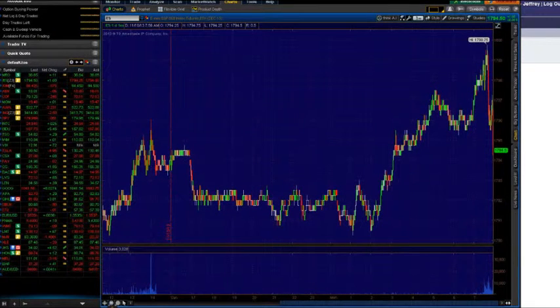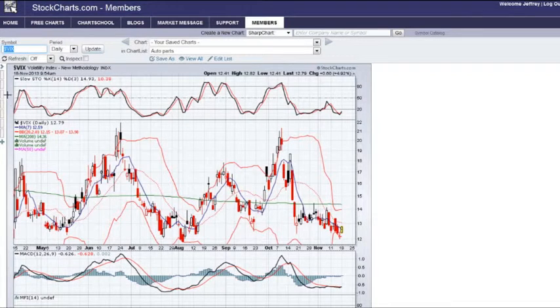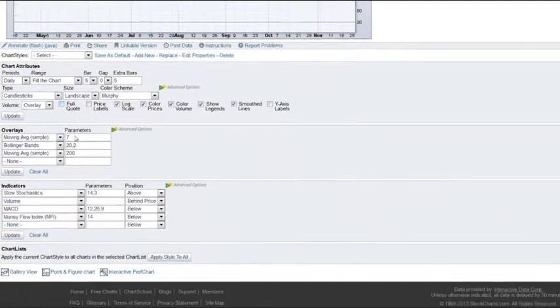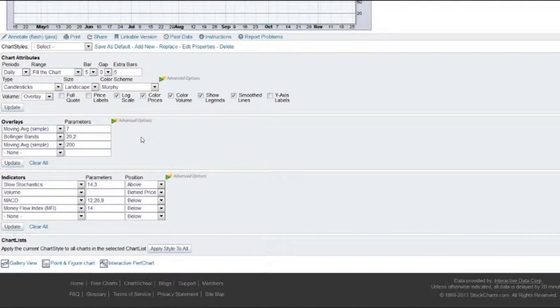All right, I guess that wasn't quite 5 minutes, but let's go look here at the charts overall. Here's my basic setup for my default chart here on stock charts. A couple things about this: extra bars. I like to put extra bars. That just creates a space at the end of the chart.